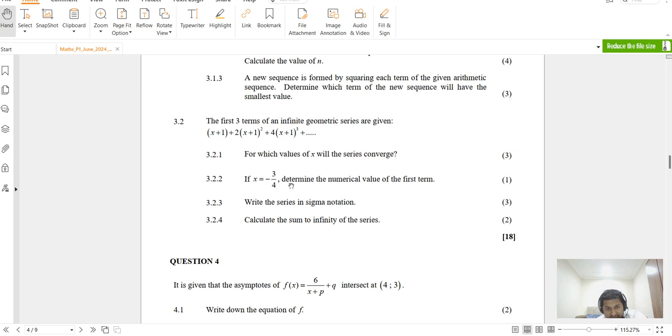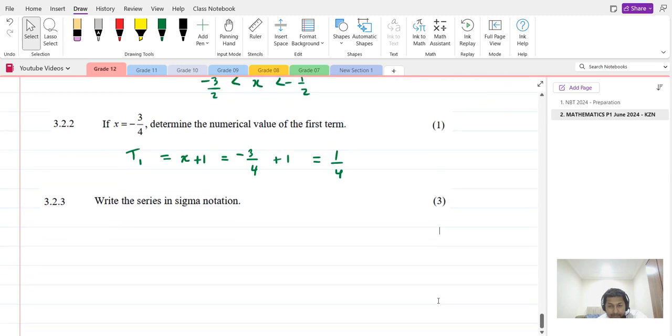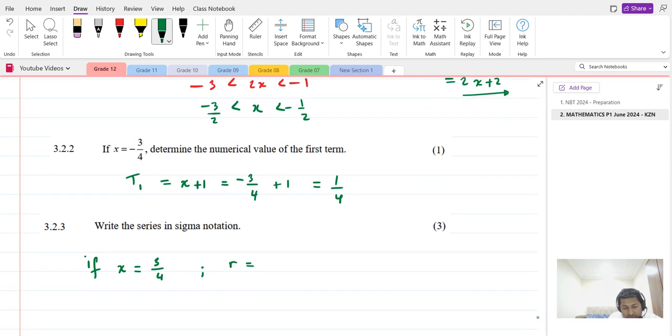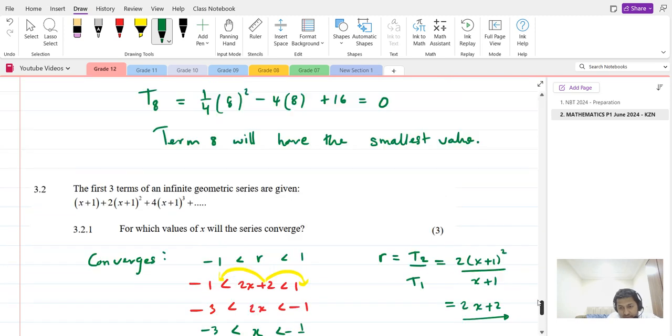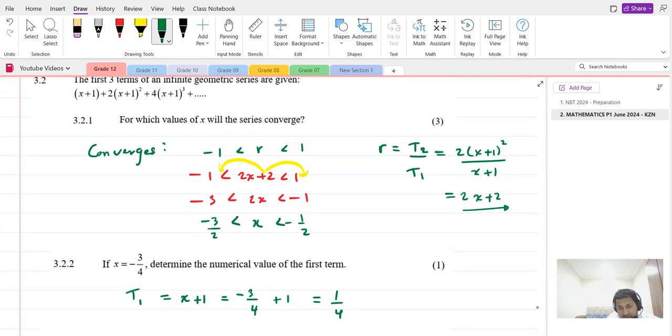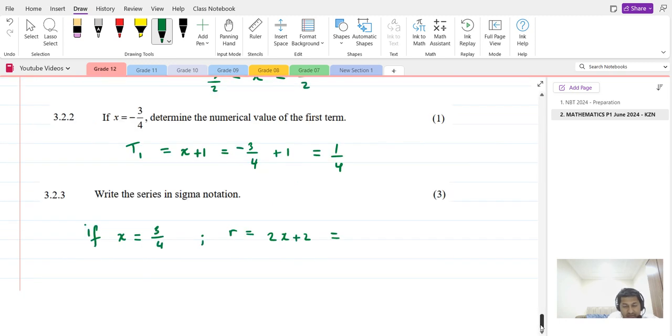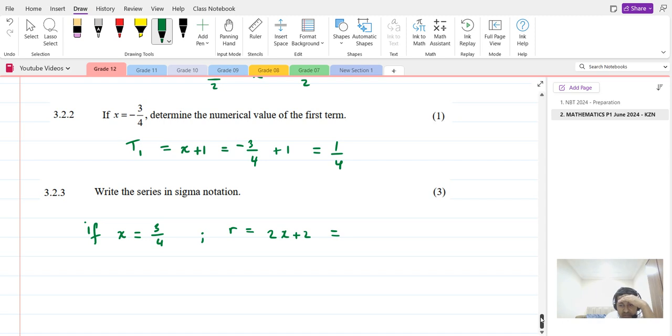Alright, if x equals 3/4, then remember what's r. r is 2x plus 2. How do we get 2x plus 2? We took that one, cancelled it out with this one, and we distributed the 2 inside. So 2x plus 2 is r.